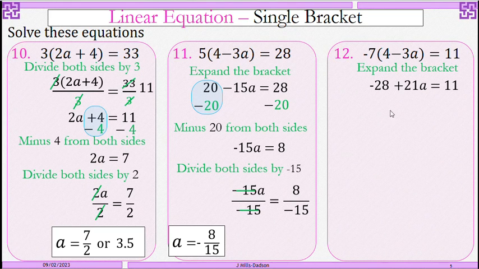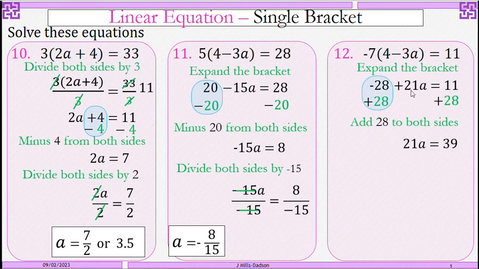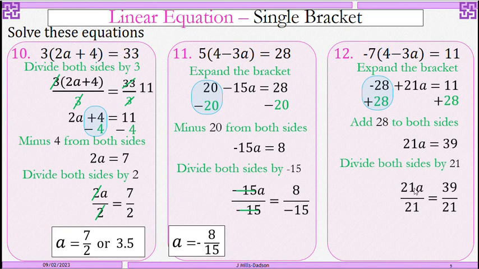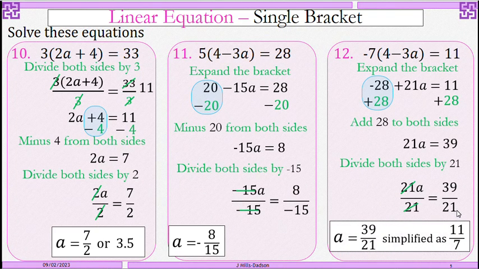Now we get rid of negative 28 by adding 28 to both sides. So you have 21a equals 39. And to get rid of 21, which is multiplying a, divide both sides by 21. 21a over 21 equals 39 over 21. And if we divide 21 by 21, that will give us 1. So that cancels out. So a is equal to 39 over 21, which can be simplified as 13 over 7.